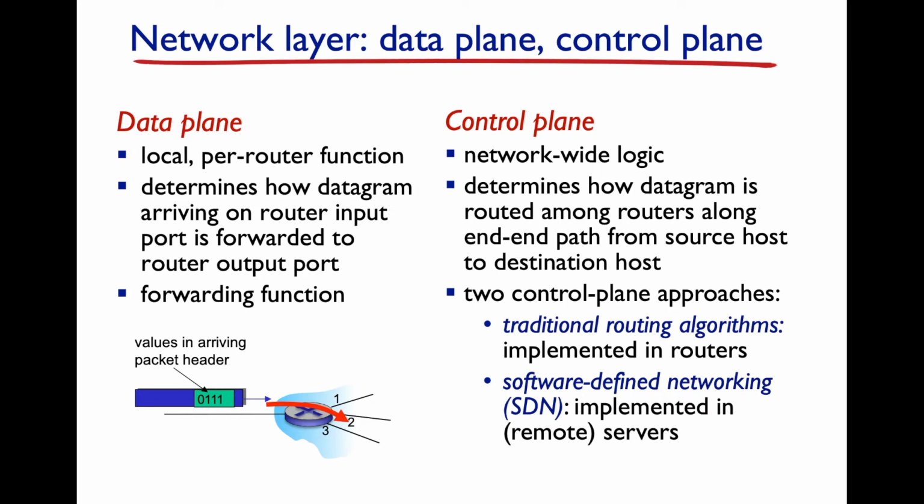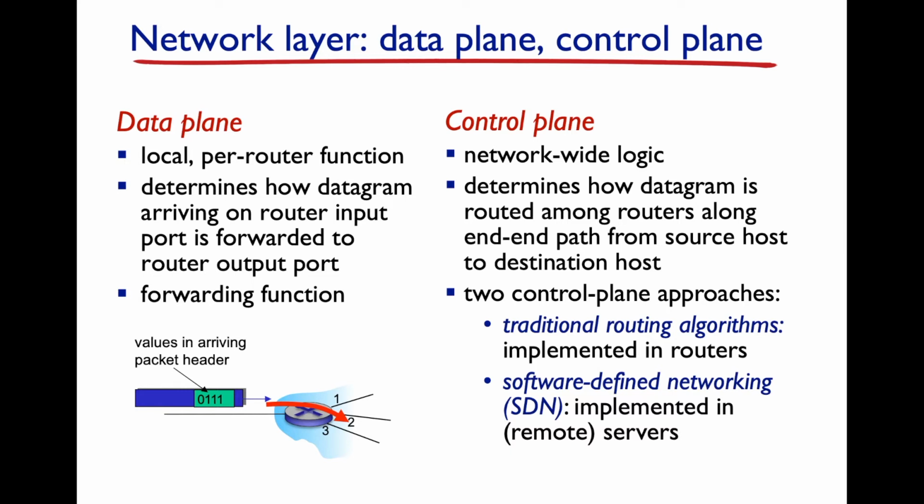When we broaden our view and talk about the control plane, that's a network-wide type of operation. The control plane has to take into consideration all of the link information across an entire network. It inputs that information and then determines over which set of routers, over which output links that datagram should be forwarded in order to make progress along some pathway through a set of links and routers to get from some source to some destination. So the control plane determines how a datagram is routed among routers along the end-to-end path from the source host to the destination host.